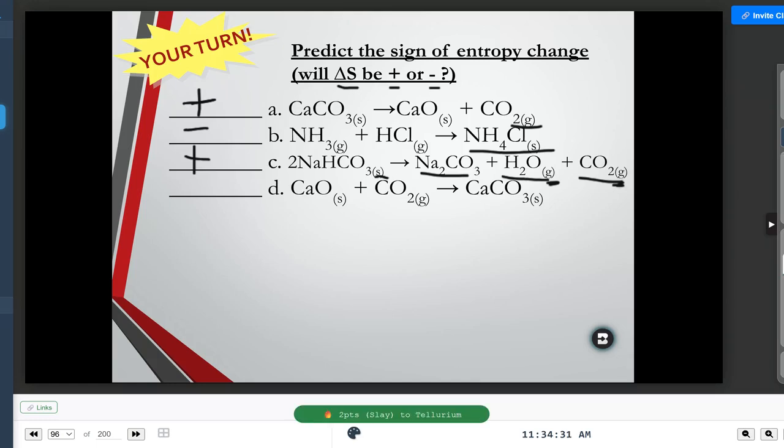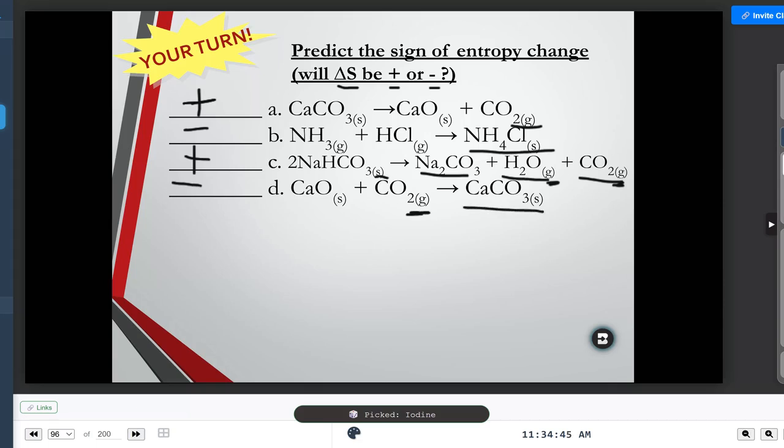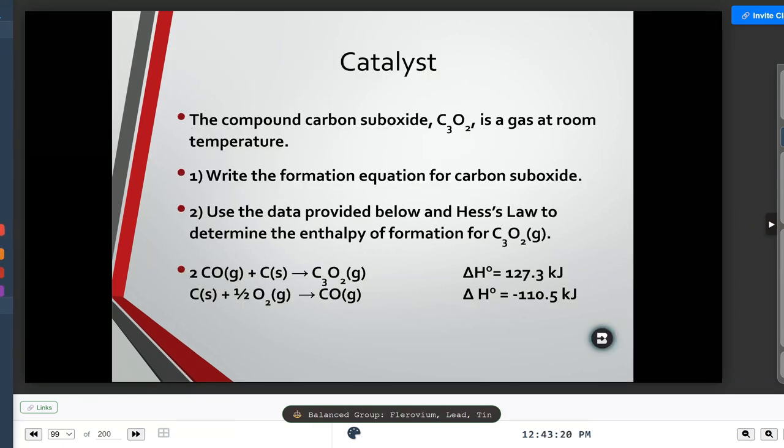Great job. Okay, and now we have our last one going to iodine. Negative because we have a gas here and again, solid and only one particle there. Great job. You guys are nailing it. That is exactly right for each of those. Congratulations.